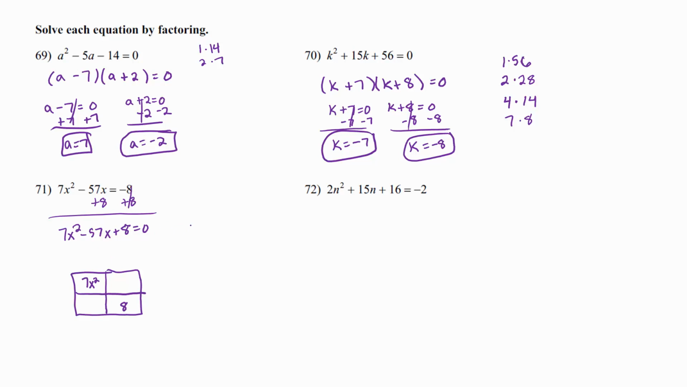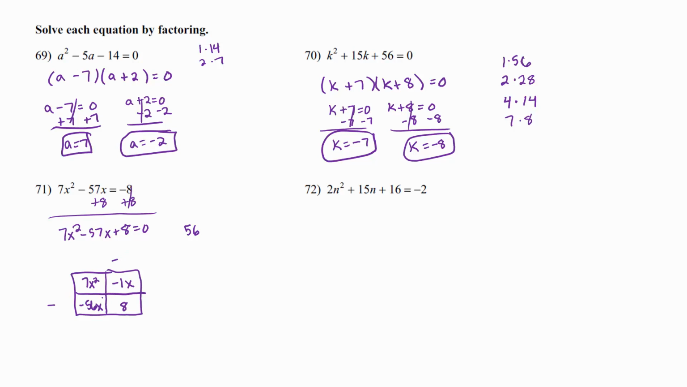So 7 times 8 is 56. Hey, we just made a list for 56. And you know what adds to get negative 57? Negative 1 and negative 56. How neat is that? Now, when using the box method, anytime both of your diagonals are negative, it's going to make both of these negative.